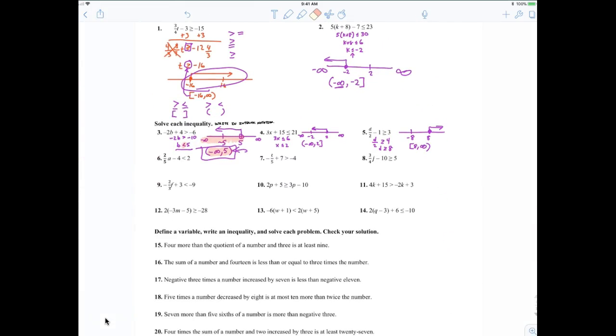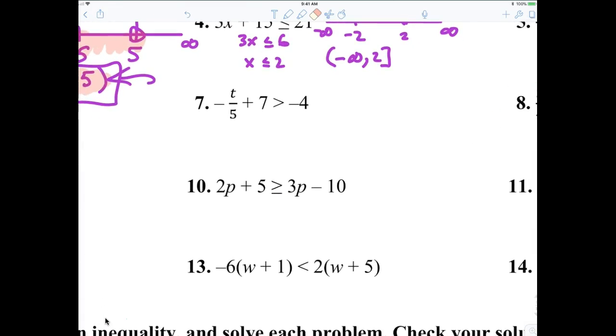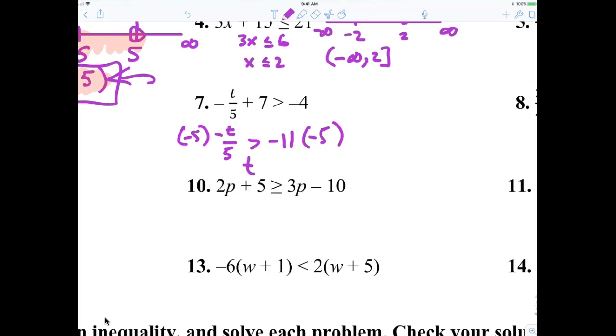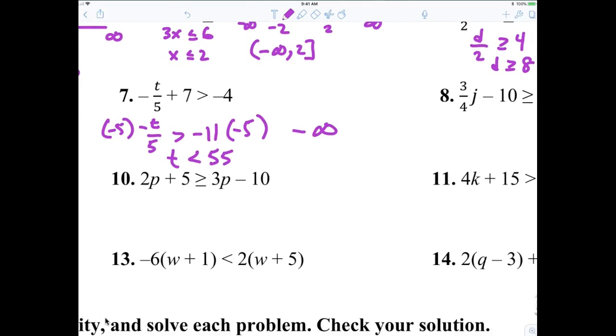All right, here we go. I want to talk about number 7 real quick. So everybody jump to 7. All right. Because we get out of here in a minute, don't we? All right, so number 7, negative t over 5 is greater than what? Negative 11, right? Negative t over 5 is greater than negative 11. Now I'm multiplying by what? Nope. I'm multiplying by negative 5. Stay with me. Negative 5. So t is less than 55. Is everybody hearing me? Yeah. T is less than 55. All right? So if I'm less than 55, I'm going from negative infinity to 55.